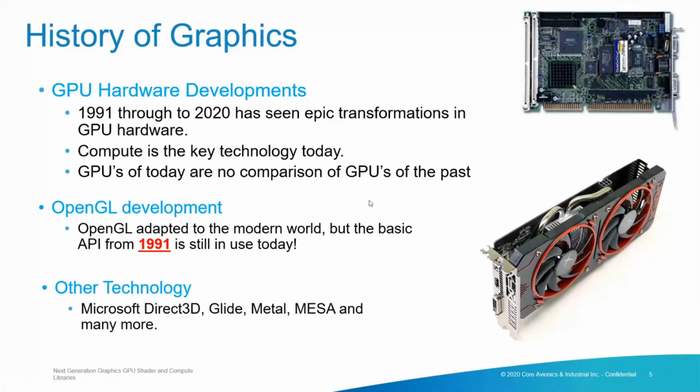There's other technology around. We can see Microsoft Direct3D, Glide, Metal, and Mesa, which was software rendering of graphics, and there's quite a few more graphics technologies around, but they'll most likely die out in the next 5 to 10 years. I'll explain why later in this presentation.